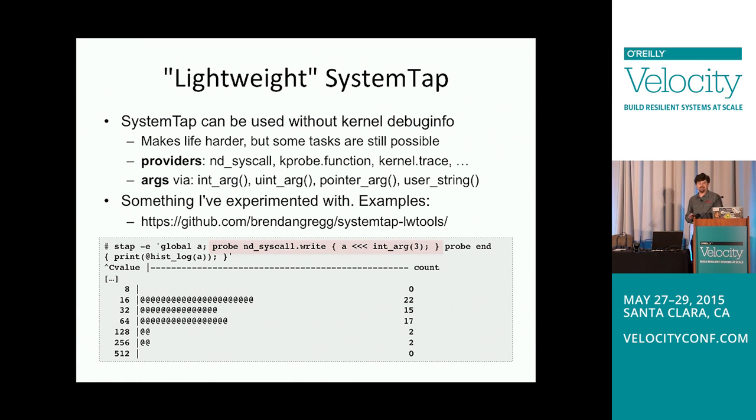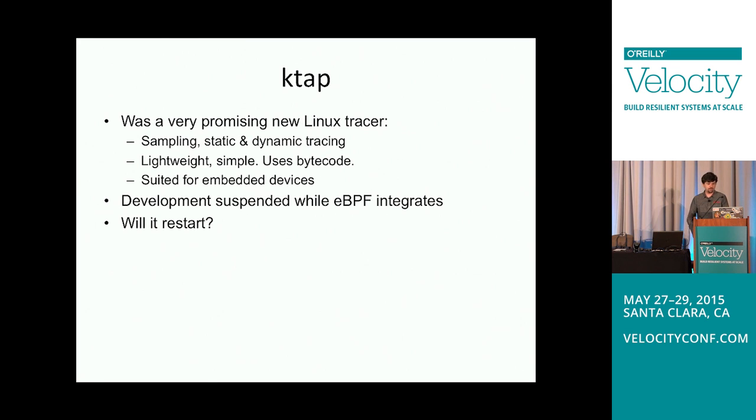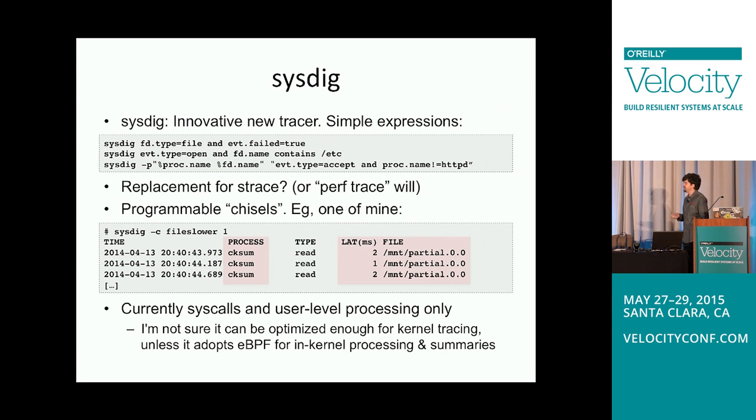So as an experiment, I just created some lightweight SystemTap tools to see what could be done without kernel debuginfo. It was actually pretty interesting. You can do some things in SystemTap without that requirement. So if you want to play with SystemTap, it's a good thing to check out. I read the examples because this wasn't very well documented, but it can be done. KTap was another great, promising Linux tracer, but its development has been suspended while eBPF was being integrated. It'll be interesting to see if that comes back to life, and it may give us a great front end.